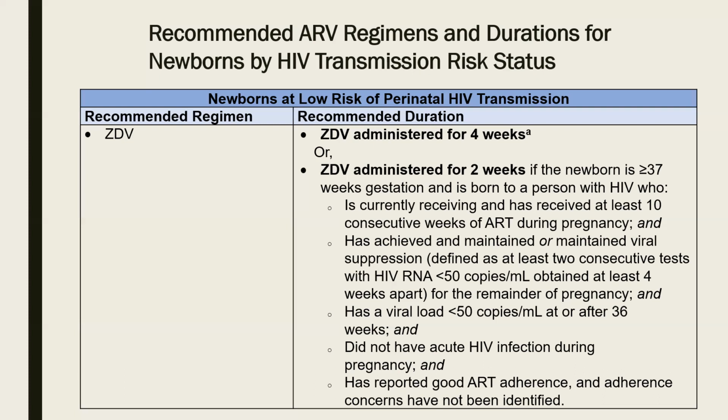She also has to have a viral load less than 50 copies per mil at or after 36 weeks. And she cannot have had an acute HIV infection during pregnancy, and there should be no concerns for ART non-adherence. If and only if all of those criteria are met, can you deem a child to be at low risk and possibly receive only 2 weeks of zidovudine.